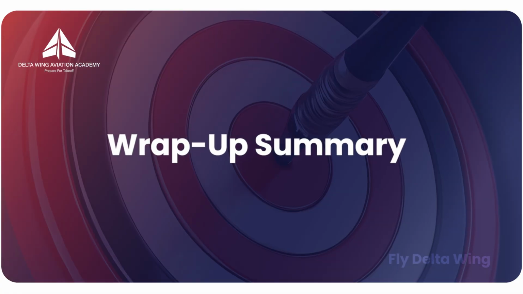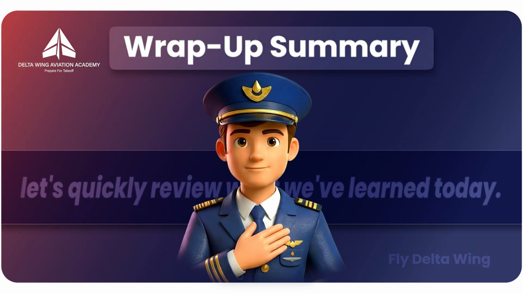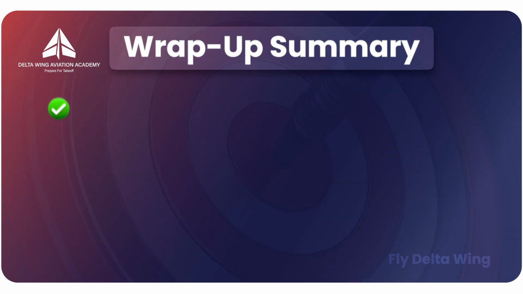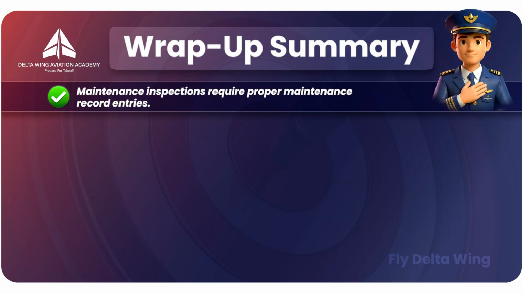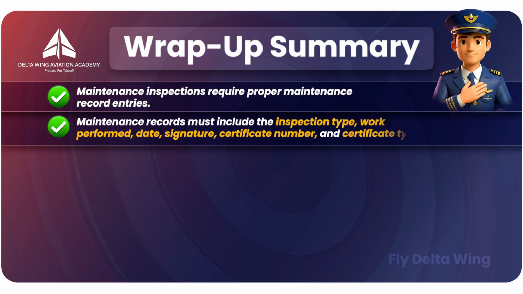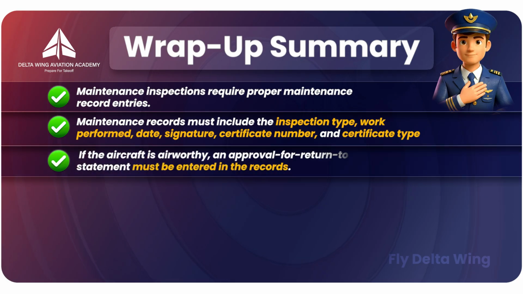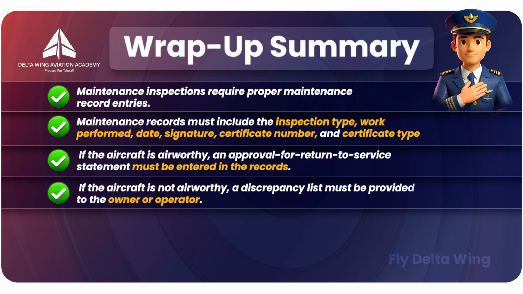Now, before we wrap up, let's quickly review the key points. All right, pilots, before we finish, let's quickly review what we've learned today. Maintenance inspections require proper maintenance record entries. Maintenance records must include the inspection type, work performed, date, signature, certificate number, and certificate type. If the aircraft is airworthy, an approval for return to service statement must be entered in the records. If the aircraft is not airworthy, a discrepancy list must be provided to the owner or operator.